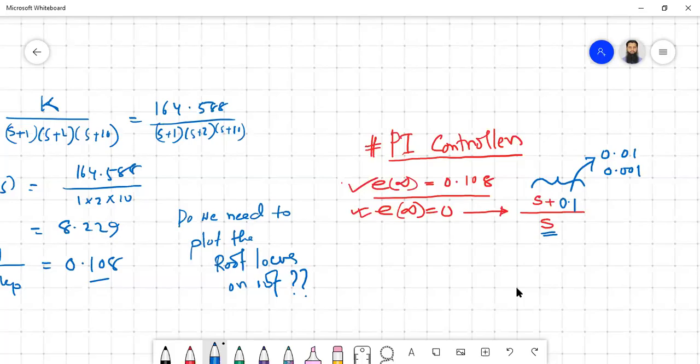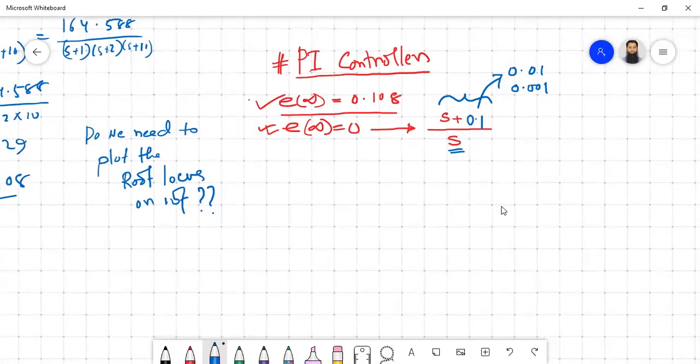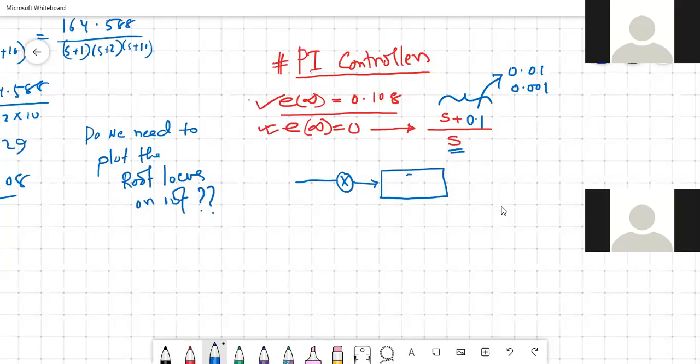Okay, so the next question is, what now? What will your block diagram be? How should the block diagram look? The block diagram should look something like this. Just add that extra additional compensator, s plus 0.1 divided by s.